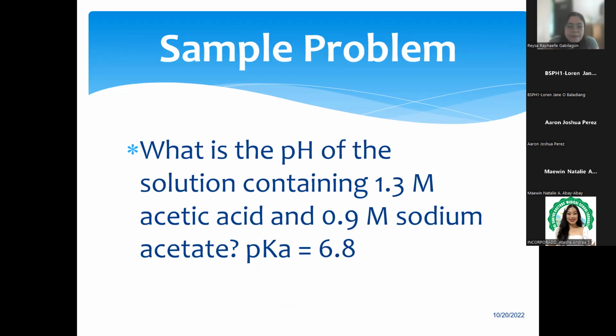So we have this example. What is the pH of the solution containing 1.3 molar acetic acid and 0.9 molar sodium acetate? The pKa of the solution is 6.8. So let's try to compute for the pH of the resulting buffer solution. Again, pH is equal to pKa plus logarithm of, remember, acetic acid ang ginamit, so we will be using this formula. Concentration of salt divided by concentration of the acid.